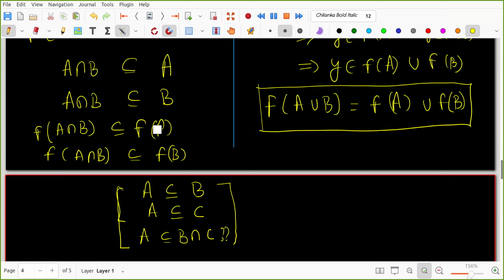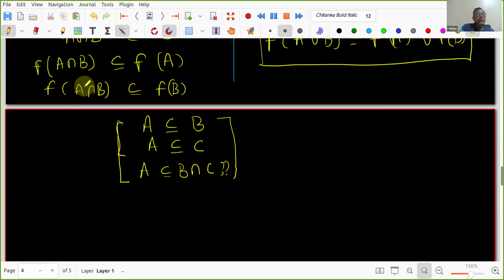So in that case, we can say that f of A intersection f of B is a subset of f of A intersection B. Be careful. So look at here, why are you telling hurriedly? Okay, you have to think first.